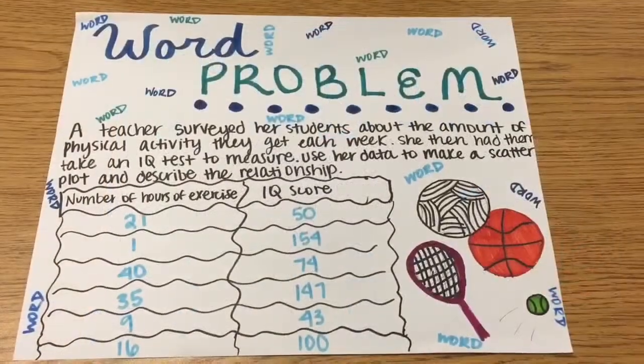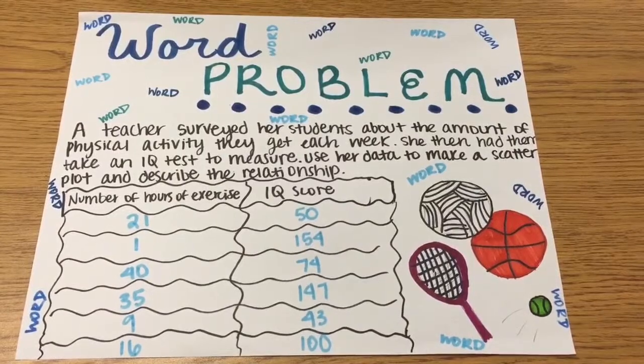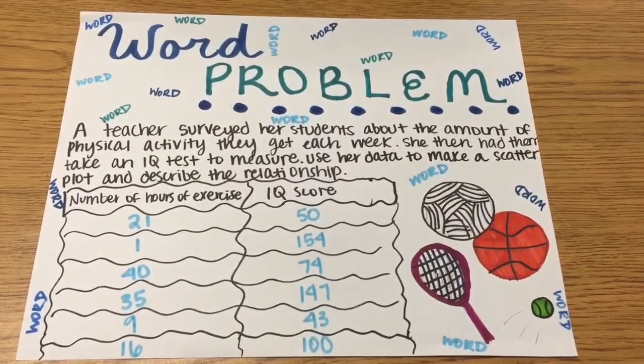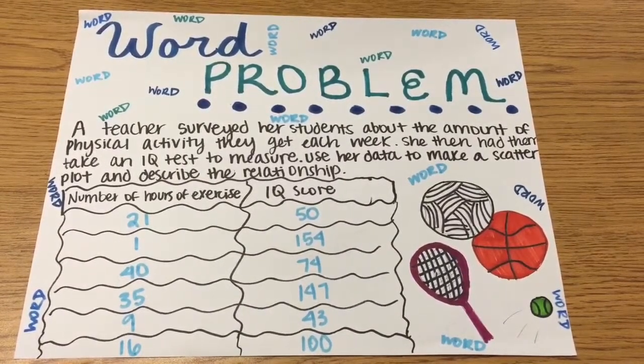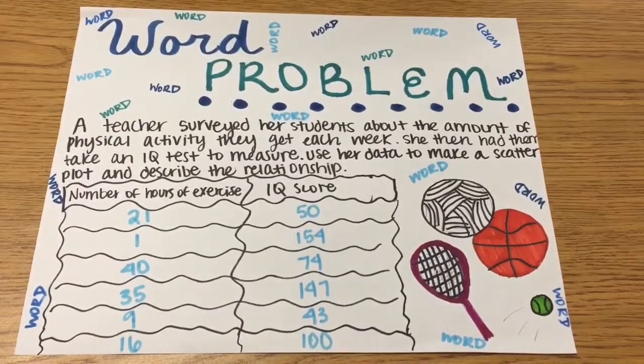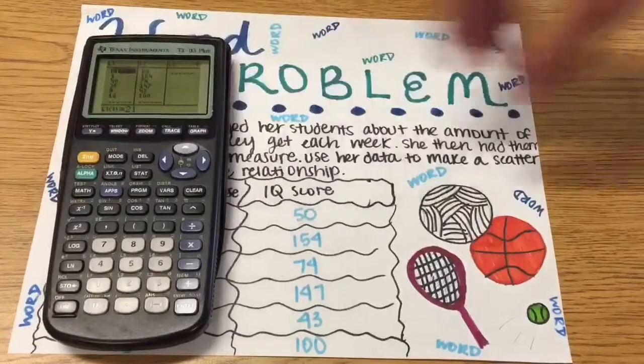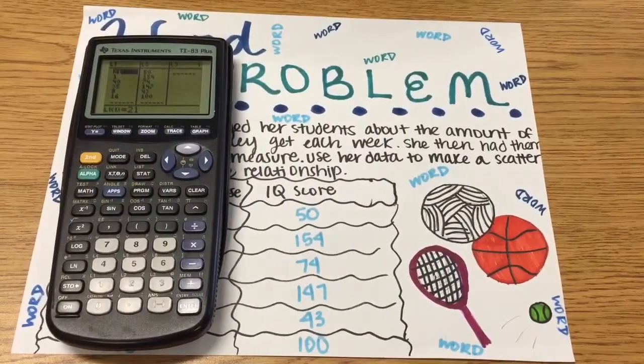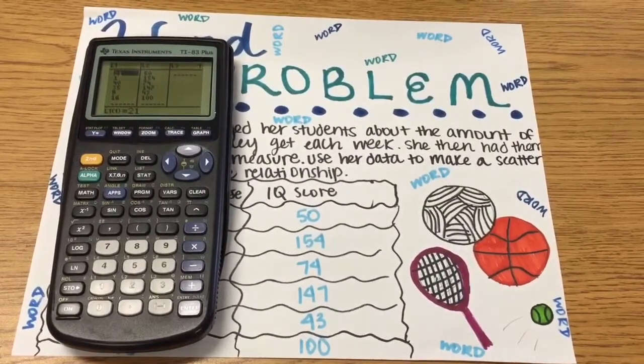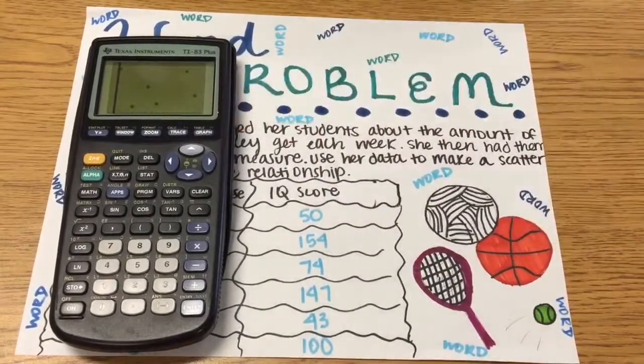Here's another problem to try. A teacher surveyed her students about the amount of physical activity they got each week. She then had them take an IQ test to measure their knowledge. Use her data to make a scatter plot and describe the relationship. When working this out, you should use the same steps as the previous problem to graph and sketch the scatter plot.